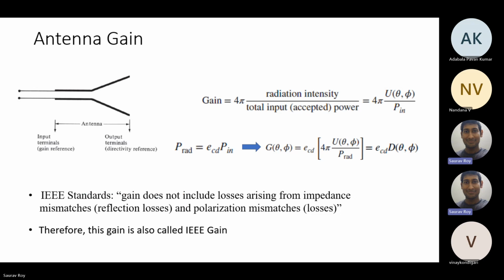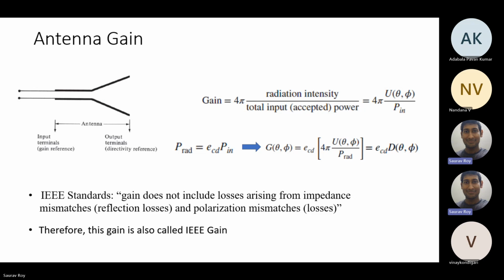It talks about the input power. So when you talk about how the radiated power and input power are related, here you see it says P rad equals ECD multiplied by P in. That means some power, now you see the picture on the left side. At the input terminals, it is the gain reference. But gain, antenna gain, we have to refer to the input terminal on the left side.